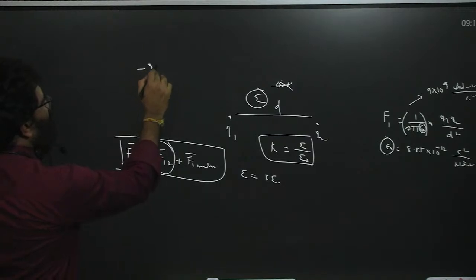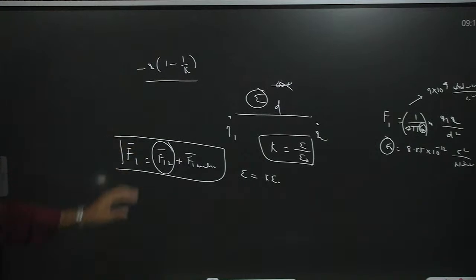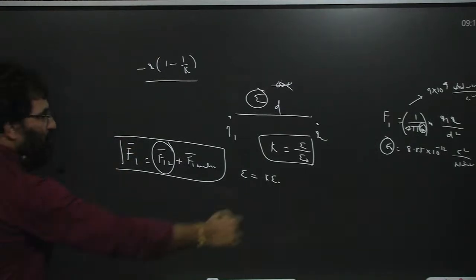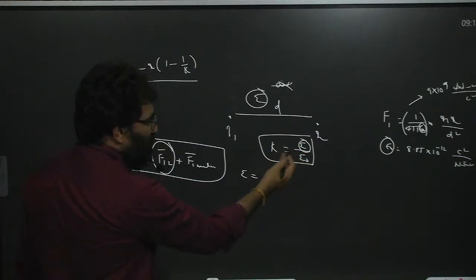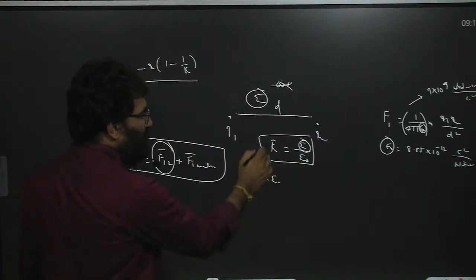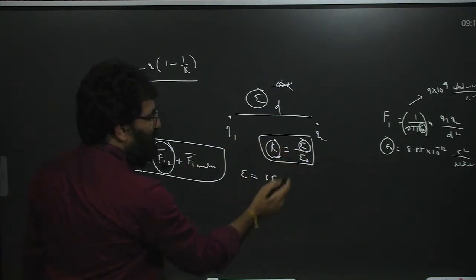So minus q times 1 minus 1 by k times charge will be induced. You remember this one also. When we keep any charge, suppose this total medium is filled with epsilon medium. Now epsilon is nothing but k times epsilon naught, where k is the dielectric constant. So epsilon is equal to k times epsilon naught.